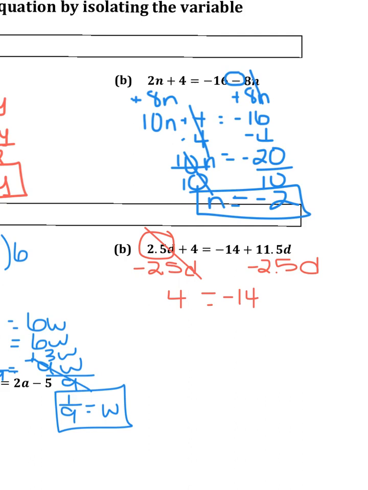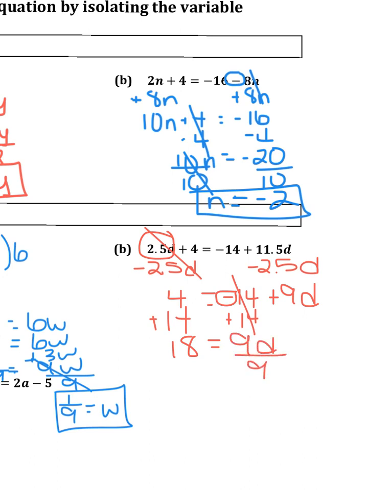And now we are left with 11.5 minus 2.5, which is 9. So plus 9d. Next, we would need to get rid of this negative 14. So the negative, again, is acting like a subtraction sign. It means the 14 is going away. So the inverse is to add 14 onto both sides. So that would give us 18 on the left is equal to, and then on the right here it canceled. And so we're just left with 9d. Finally, divide by 9. And you get an answer of d equals 2.